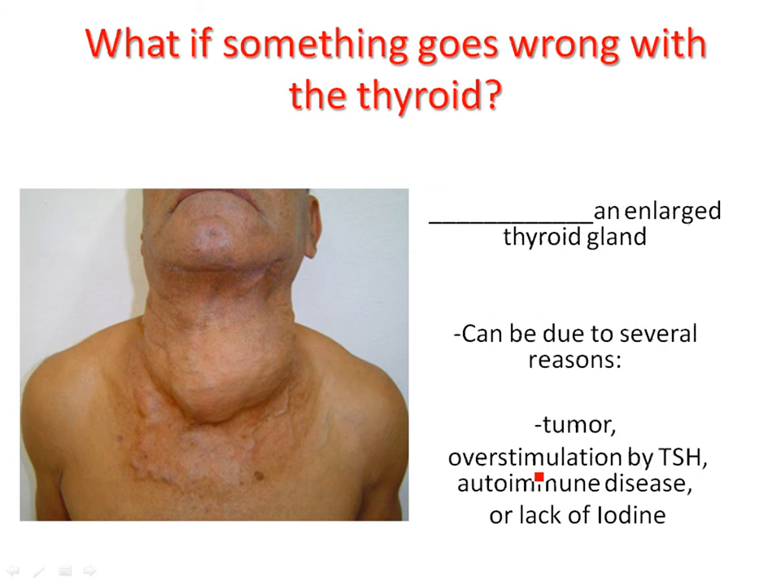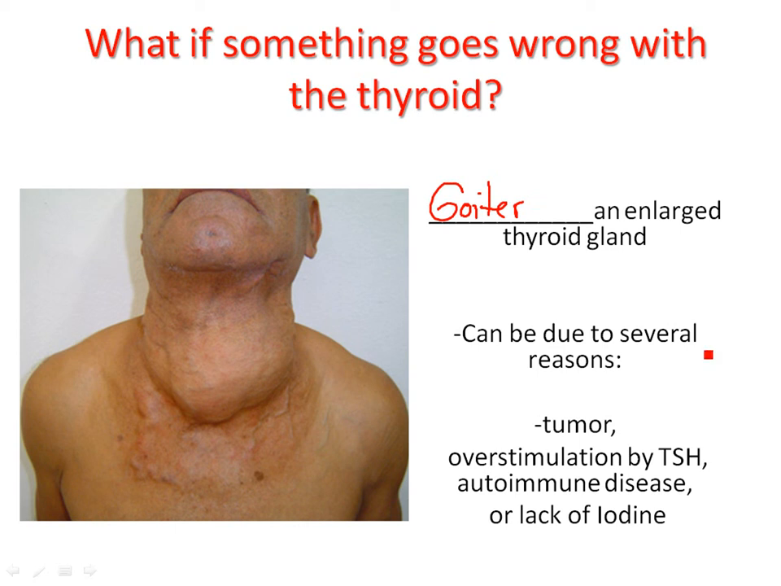Now, obviously things can go wrong. Before, I was talking about an average normal person. When we talk about some drastically out of balance disorders, we're talking about pathology. So when things go wrong with the thyroid, there are a couple of basic things you need to understand. This is a goiter. Now, a goiter is an enlarged thyroid gland. That is the simple definition.